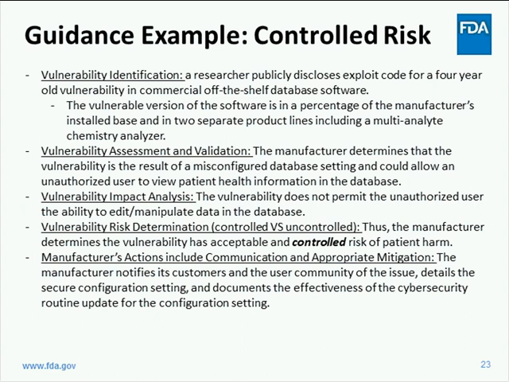Starting with vulnerability identification, for example, a researcher may publicly disclose an exploit code for a 4-year-old vulnerability in commercial off-the-shelf database software. The vulnerable version of the software is in a percentage of the manufacturer's installed base and in 2 separate product lines, including a multi-analyte chemistry analyzer. In the assessment and validation process, the manufacturer determines that the vulnerability is the result of a misconfigured database setting and could allow an unauthorized user to view patient health information in the database. But the vulnerability does not permit the unauthorized user to edit or manipulate data in the database. Thus, the manufacturer determines the vulnerability has acceptable and controlled risk of patient harm.